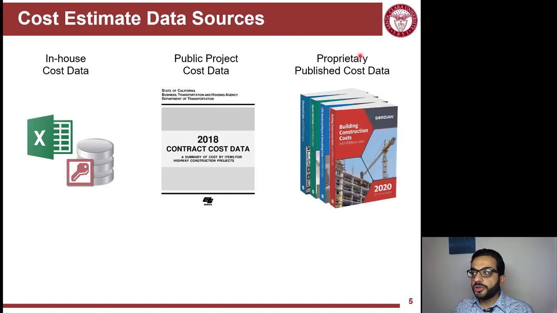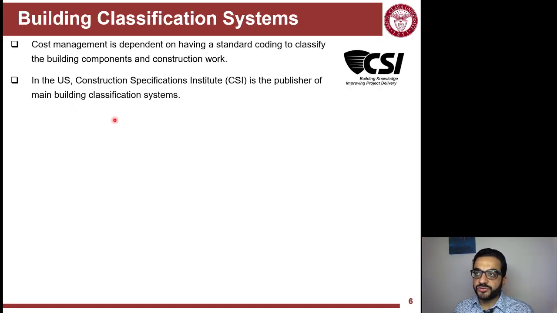Now, if we talk here about the proprietary cost data or the industry cost data, which I'm showing here, Gordian or RS Means, these are structured based on a standard outline. So a standard coding system. So we're mainly dealing here with CSI MasterFormat. We talked about these when we talked about breakdown structure and identifying the scope of a project. It's the same standard classification system that's also used in organizing the cost data.